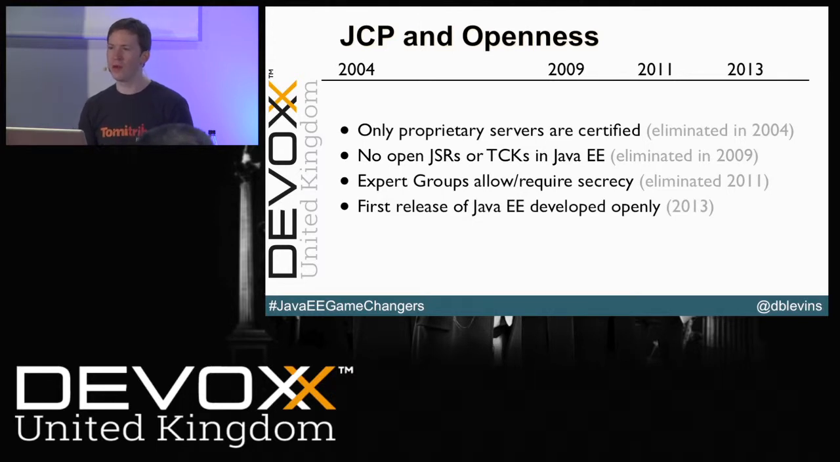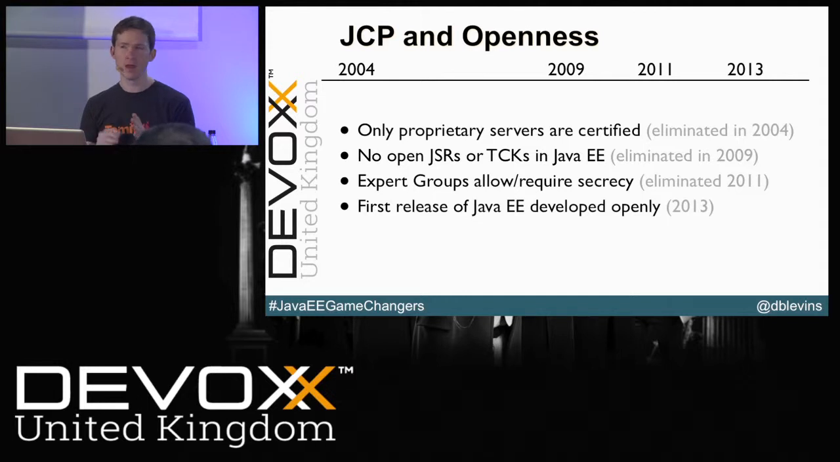Let's put it this way. We've had open source EE for a very long time, since like the early 2000s. JBoss has been around for quite a long time. We didn't actually have certified open source EE implementations until 2004. So that was the first time we saw our first certified open source implementation.